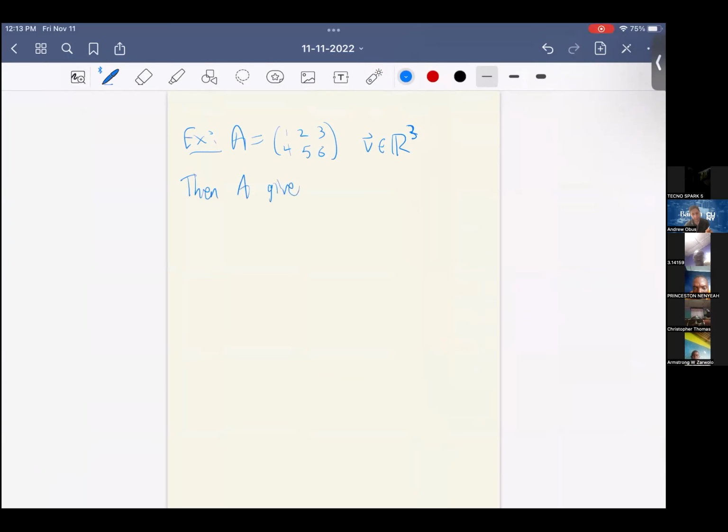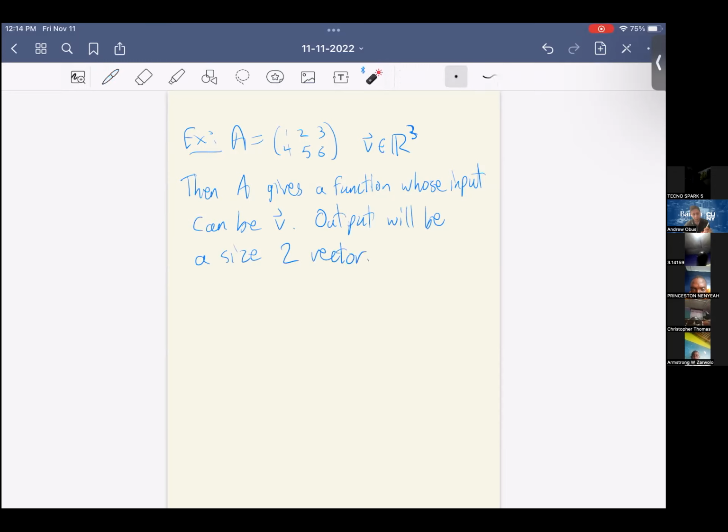A gives a function whose input can be V, and the output will be a size 2 vector, right? Because the input is going to be V. You can multiply it by a 3 column vector. And then the product of them is going to be a 2x1 matrix or a vector of length 2.